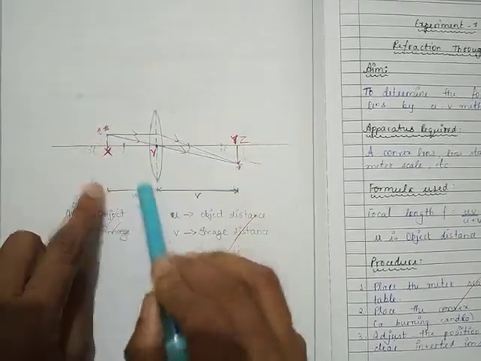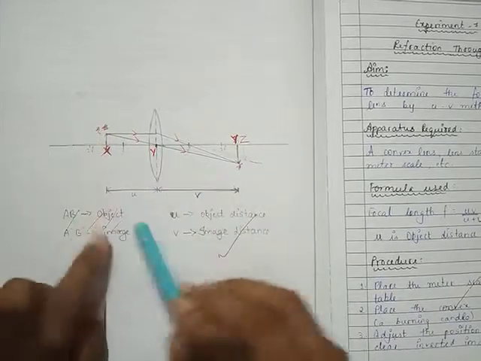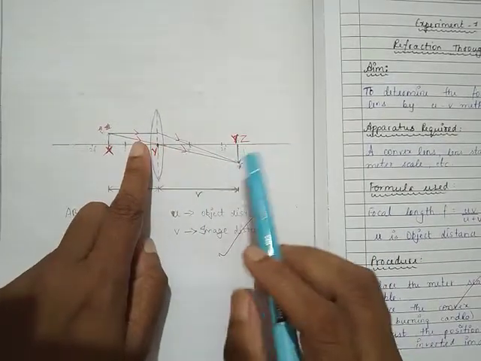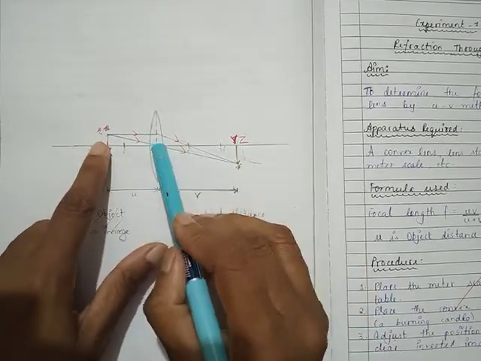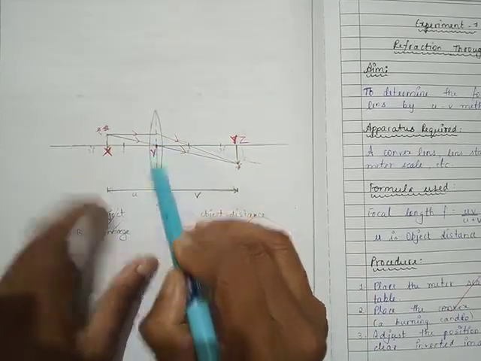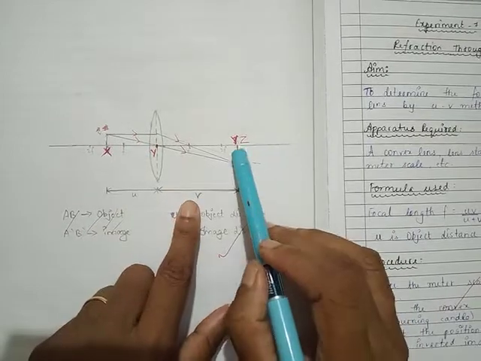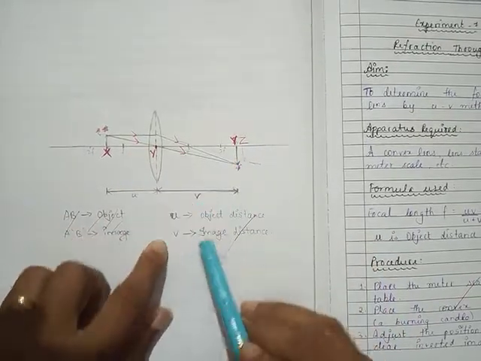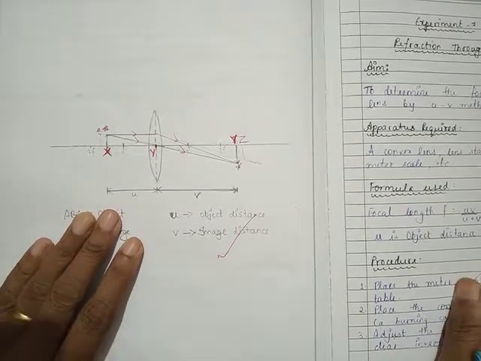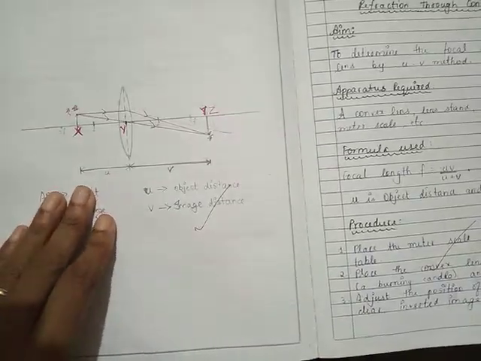Object distance u is the distance between the object and the optical center of the lens, and the distance between the image and the optical center of the lens is the image distance v. Now using this, we'll use the lens formula.